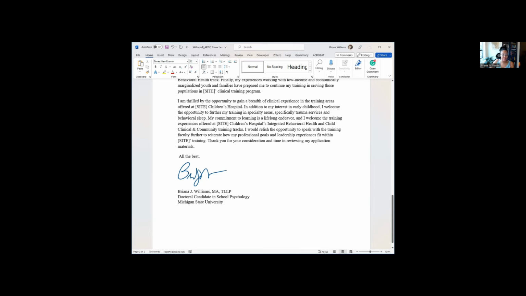So much of the internship process is about fit. It's not about what you want, it's about what they need and what you need. So if you're grasping at straws to make it work, then it probably is not a good fit, and they're going to notice that.